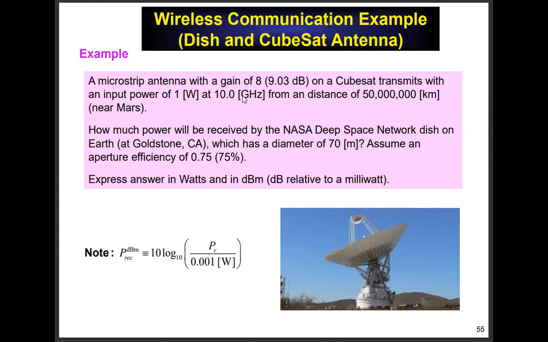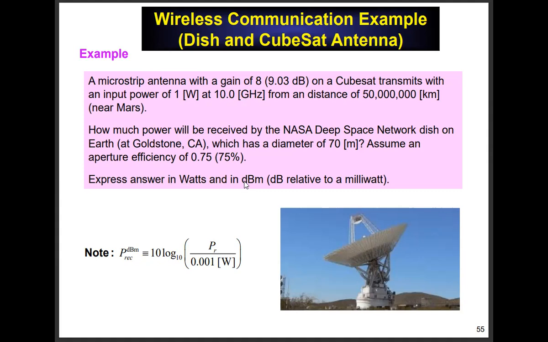We're operating at 10 gigahertz. The CubeSat is radiating at 10 gigahertz with an input power of 1 watt, which is typical of what a CubeSat might really radiate. Anyway, how much power can NASA receive with this huge dish, which has a diameter of 70 meters, assuming an aperture efficiency of 75%? Express your answer in watts and in dBm.